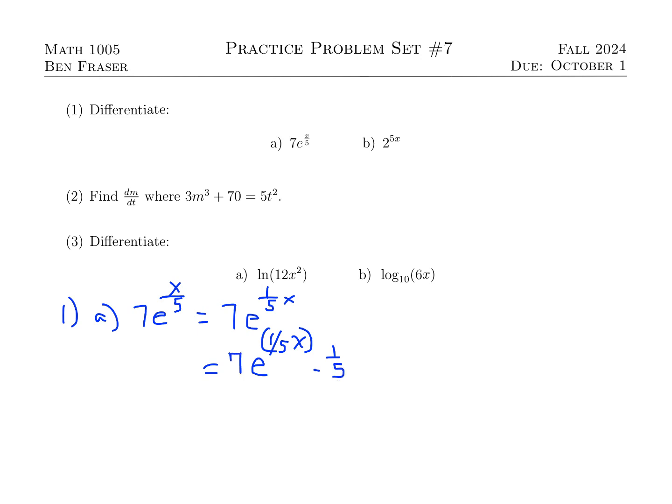And there was a coefficient of 7 out front, so we're just going to leave that coefficient there. And if I multiply the 7 times the 1/5, I could write that all together as a fraction, 7 over 5, and then I would have e to the 1/5 x, or you can write it as x over 5 if you want.